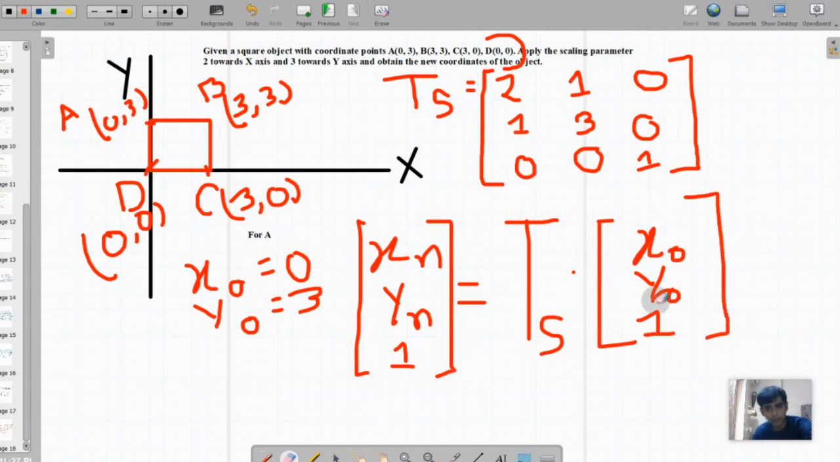Sorry, this is y old. Once you solve this multiplication, you will get the new point after scaling this point by an amount 2 towards the x-axis and by an amount 3 towards the y-axis. Now you have to repeat the same operation for the remaining 3 points, that is points B, C, and D, and the end result is your coordinates for the square after scaling. So this was all about scaling.